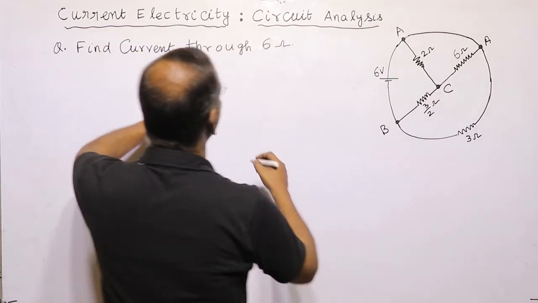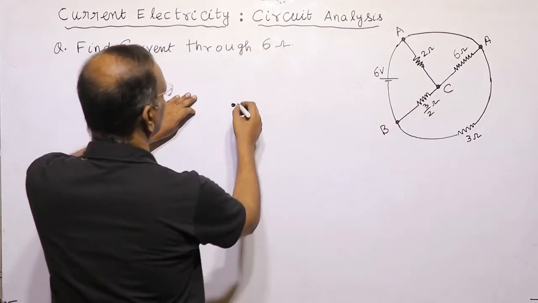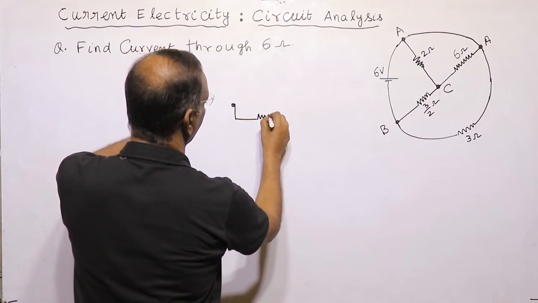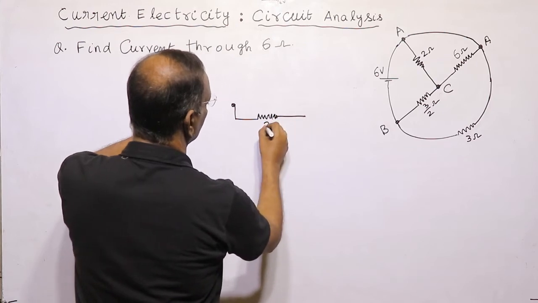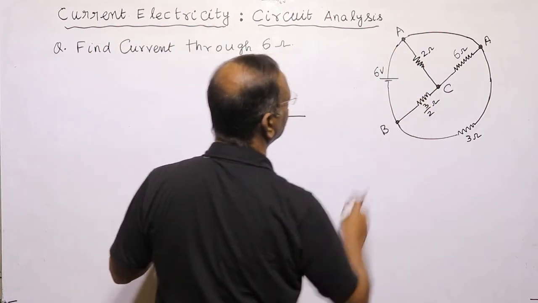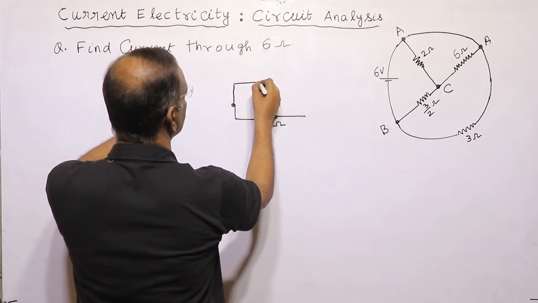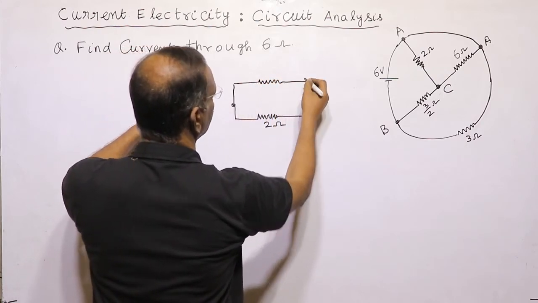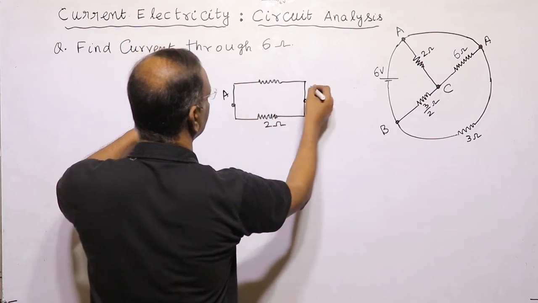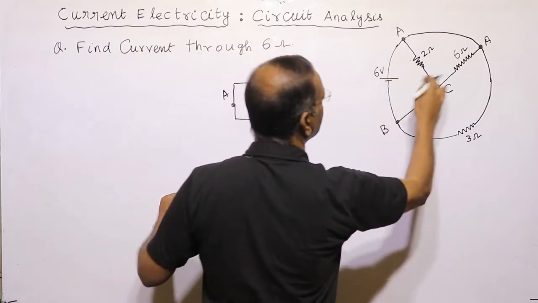See, this is A. Between A and C, there is a 2 ohm resistance. Again, between A and C, one more 6 ohm resistance. So this is point C, this is point A, this is point C. This is 6 ohm. See, A and C.